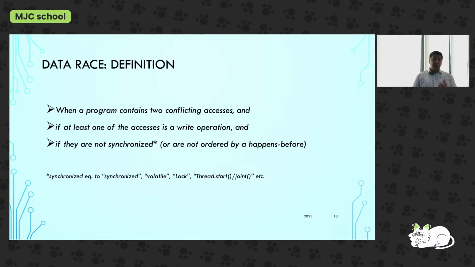Okay, here is the data race definition given in the Java language specification. A program contains a data race when it has two conflicting accesses, at least one of the accesses is a write operation, and they are not synchronized properly. So this is the data race definition from the Java specification. Here, by synchronized, I don't mean the synchronized construct. It's used in general, as one term. It can be synchronized, volatile, lock, and so forth. This is just about coordination.